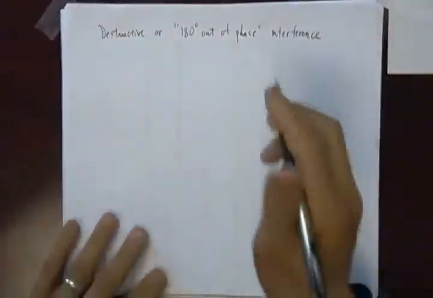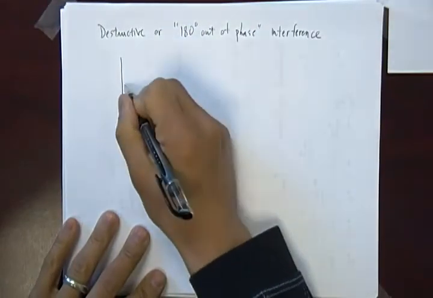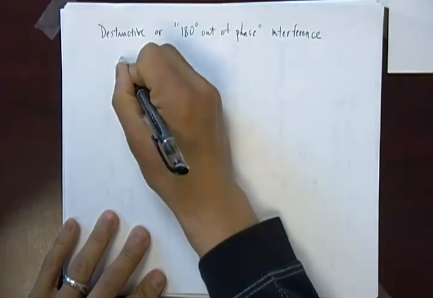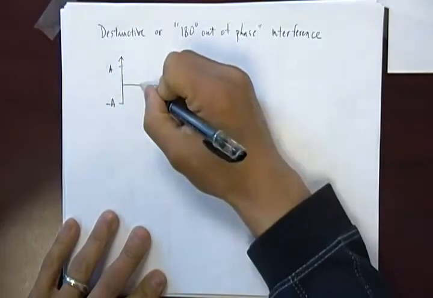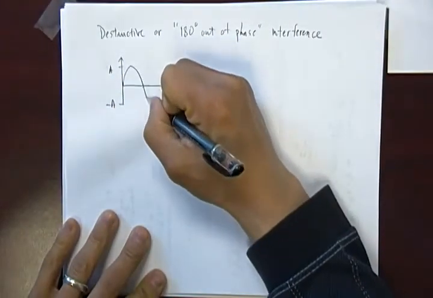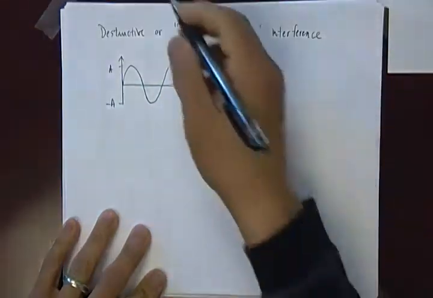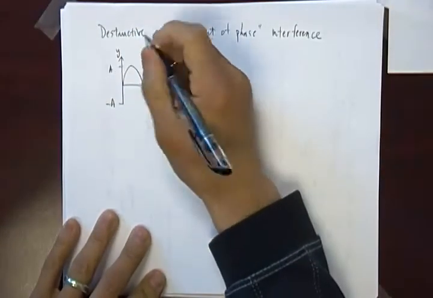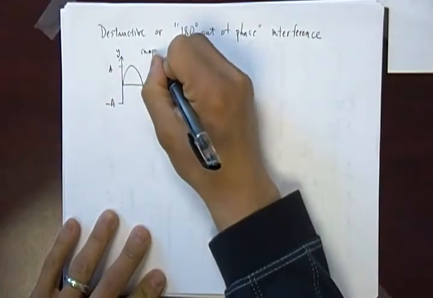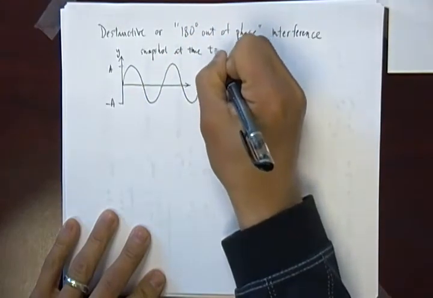And in this case, we have a plot like this. So I have to draw this again. I have A and minus A, and my wave goes up and down like that. This is X and this is Y, so again this is a snapshot at time t equals 0.